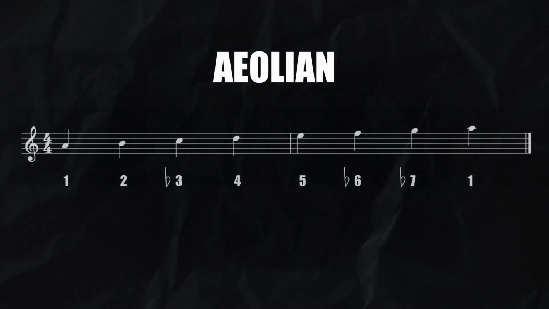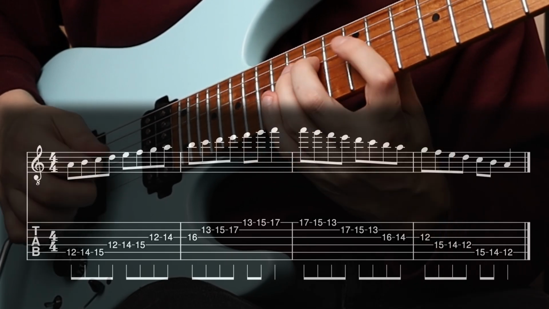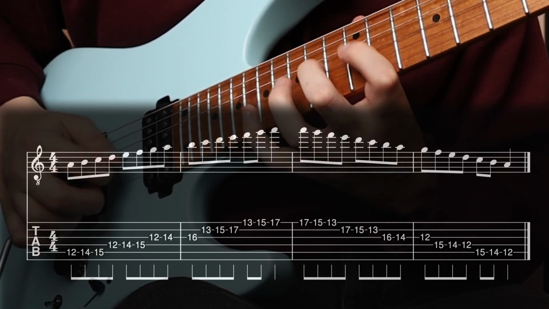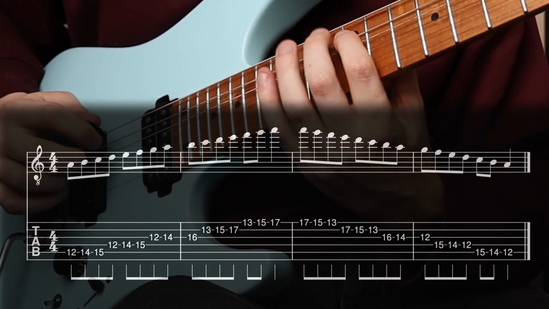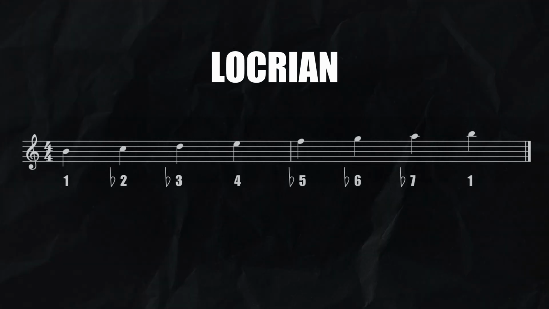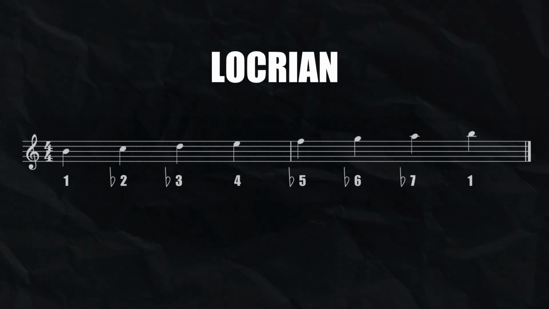Next, sixth note is Aeolian, also called natural minor. We get 1, 2, flat 3, 4, 5, flat 6, flat 7. And the last mode in the major scale is Locrian. We get 1, flat 2, flat 3, 4, flat 5, flat 6, flat 7.